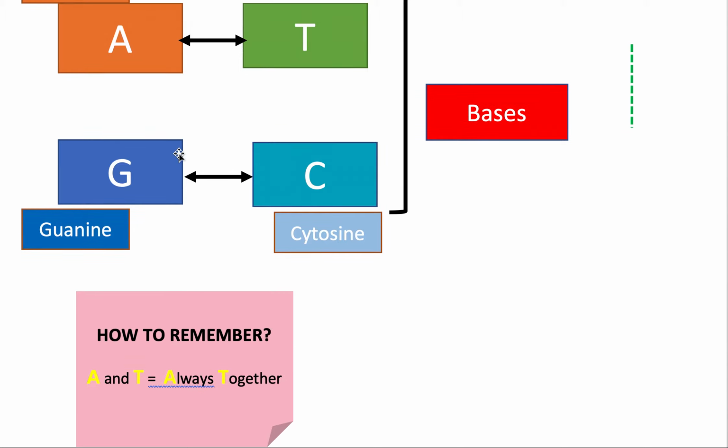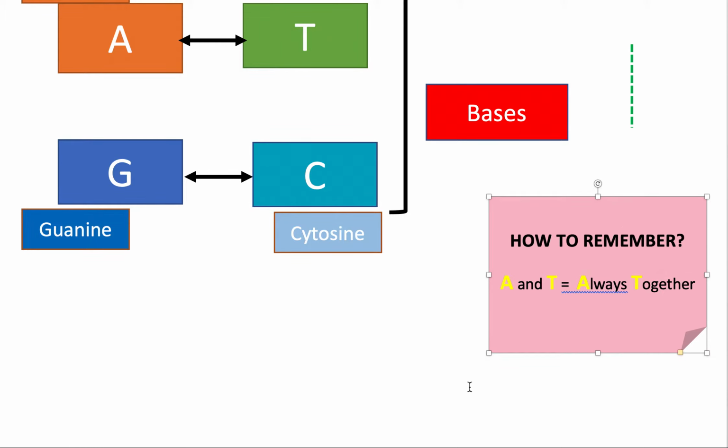Because if you know A and T are always together, then the remaining two must be together. So just by remembering A and T are always together, you will remember it, okay? So bear this in mind. This helped me remember it.